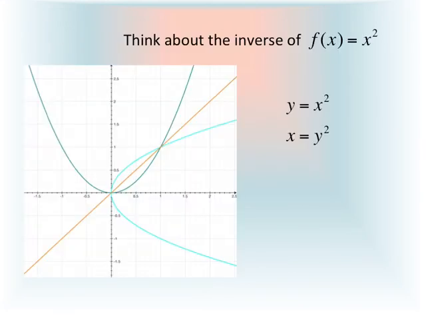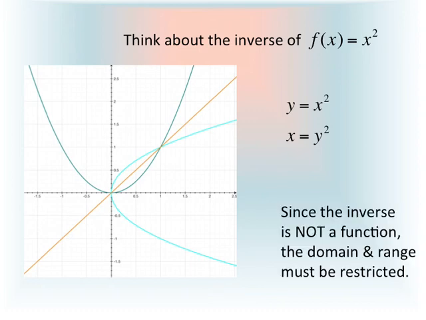For a moment, I'd like to think about the inverse of the function of x, where y is equal to x squared, denoted by the darker green parabola. We still have the orange line of reflection, y equals x, and the aqua parabola has been reflected over this line and represents the equation x is equal to y squared.